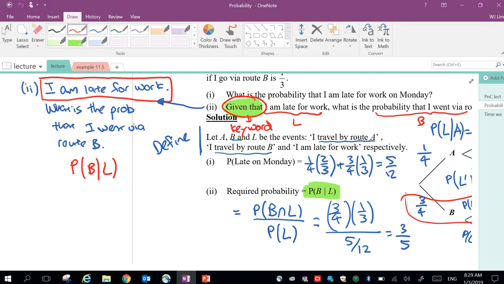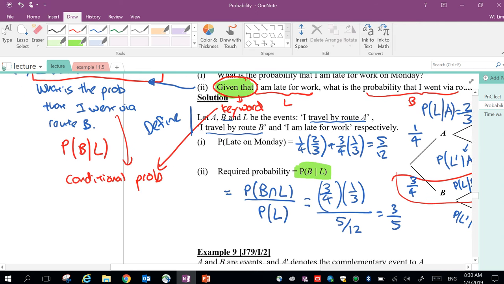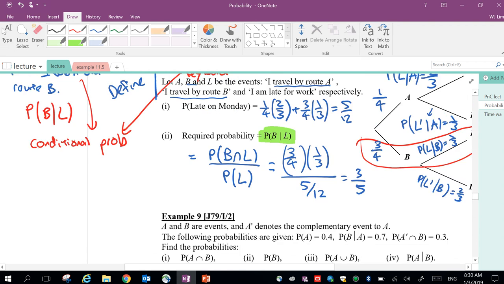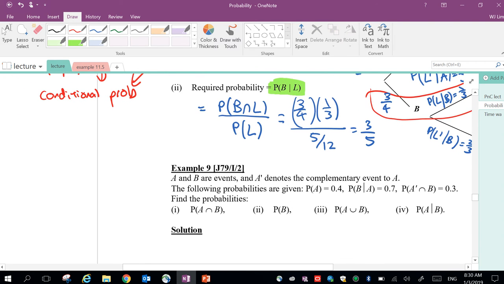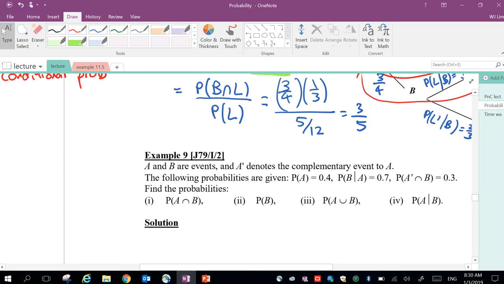So this is example 8. This is also a conditional prob, for this one and also for this one. So that is example 8. We are done with 8. Let's move on to example 9. Okay, let's take a look at example 9.